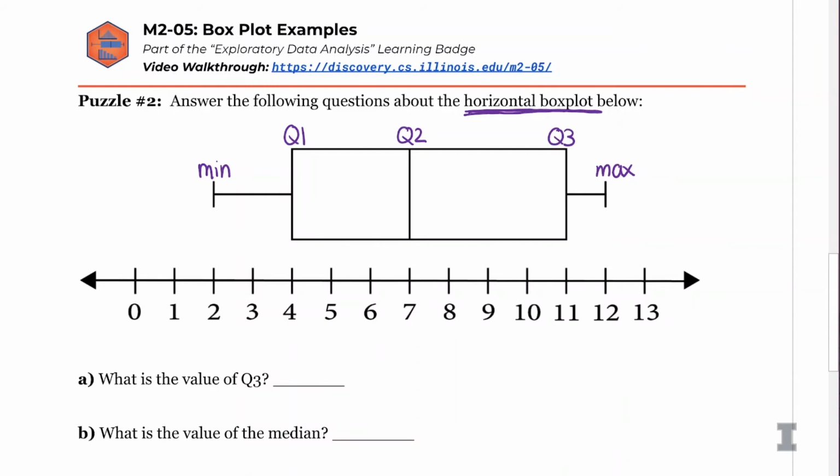So question A actually says, what is the value of Q3? It looks like it's right at 11. The median is Q2 for part B, so that is right at 7. And then here's where the questions get a little bit more complicated.